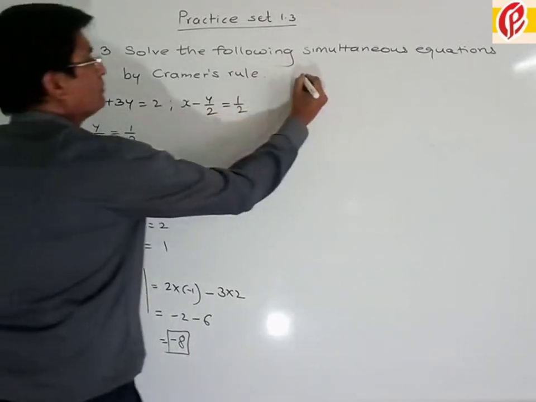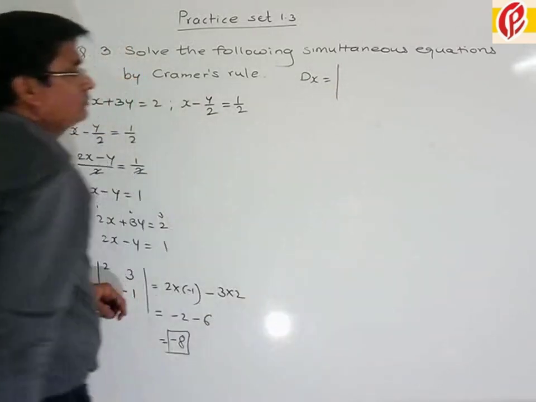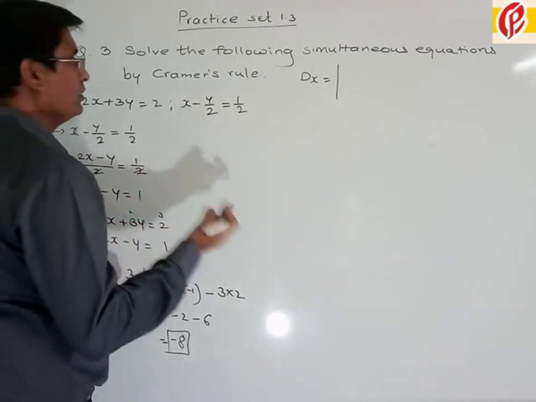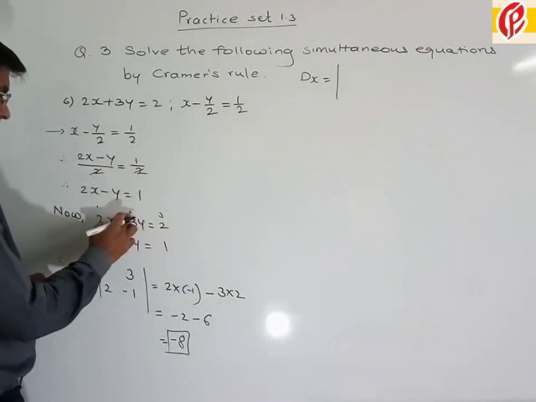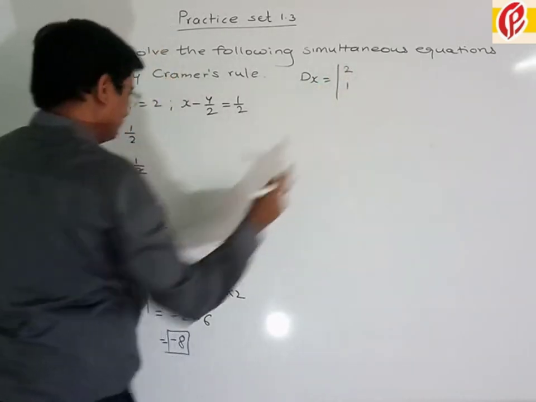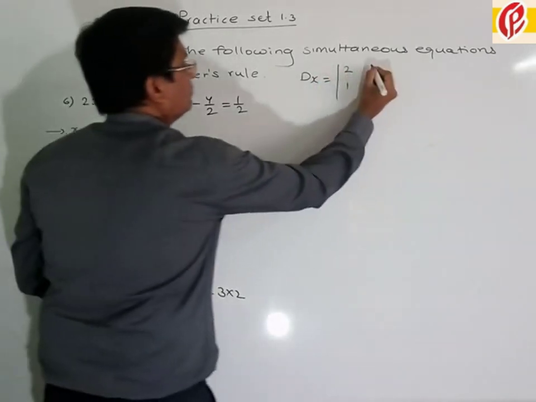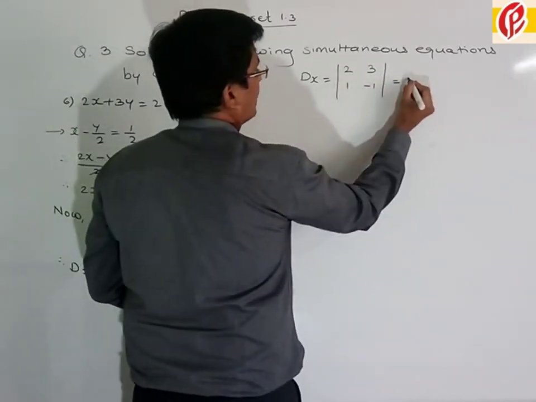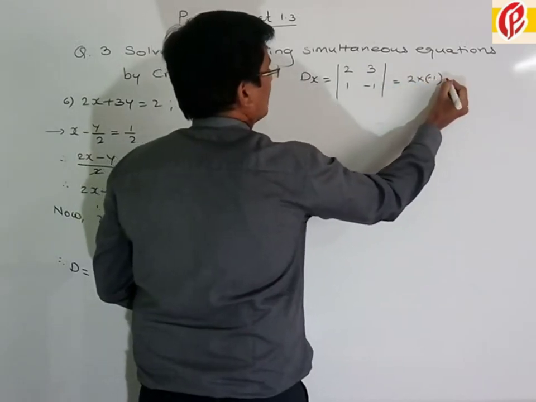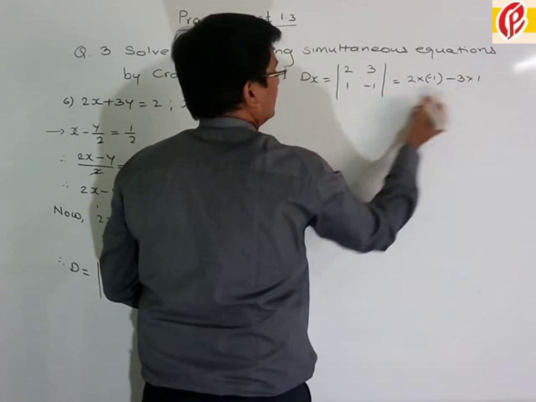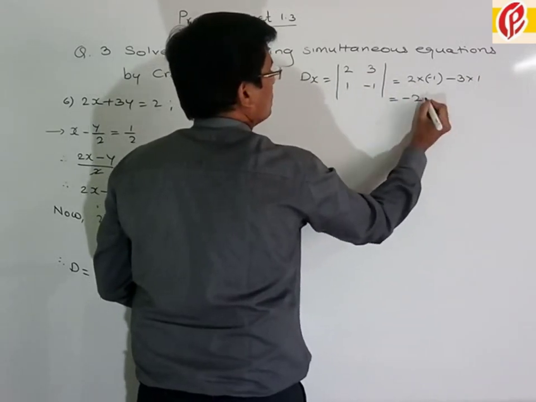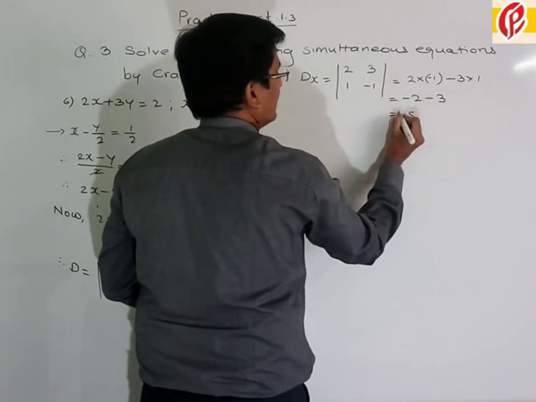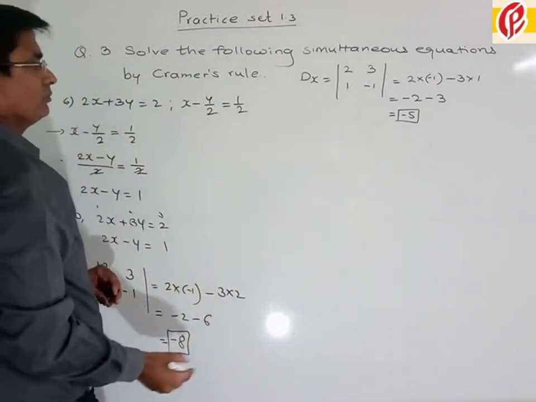Then we will find dx. So what is the number for dx? Correct, 32. So 32 means this 3 and 2, 2 1 and 3 minus 1 is equal to, now cross multiplication: 2 into minus 1 minus 3 into 1. So 2 into minus 1 is minus 2 and minus 3. So 2 plus 3 is 5, and the greater number's sign is minus, so minus 5. So dx is equal to minus 5.